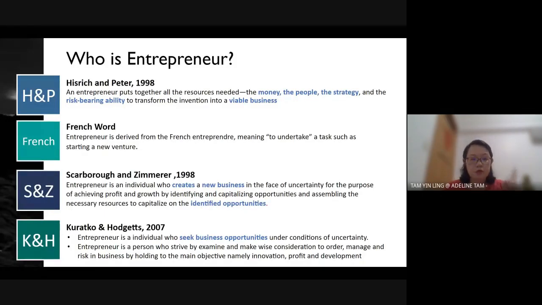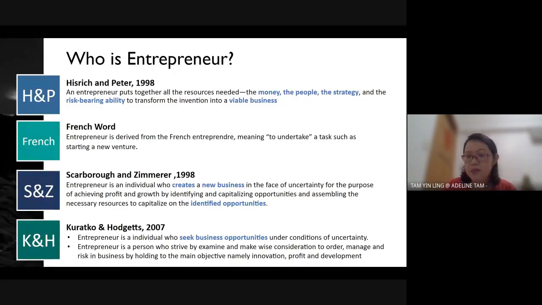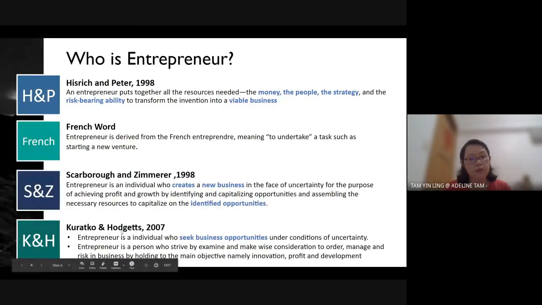So they are different. Let's look at the definition by Kuratko and Hodgetts, 2007. They define an entrepreneur as an individual, anybody, who seeks business opportunities under conditions of uncertainty. They look for business opportunities. Of course, you can say they are creating new business, a new kind of service, a new kind of product. An entrepreneur is a person who strives by examining and making wise consideration of managerial risks, and takes risks in business while holding to the main objective of the business.